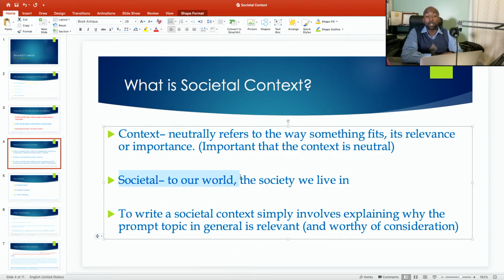Societal just means to the community that we live in. So if you're going to write a societal context, you're simply explaining why your topic is relevant to the world we live in, why it's something the reader should think about. So it plainly does step one of presenting the topic as something that is interesting or important. Okay, context, explaining something's relevance, societal, to our world or community. Okay, so if you're writing a societal context, you're just going to pick your topic and explain why it's relevant.